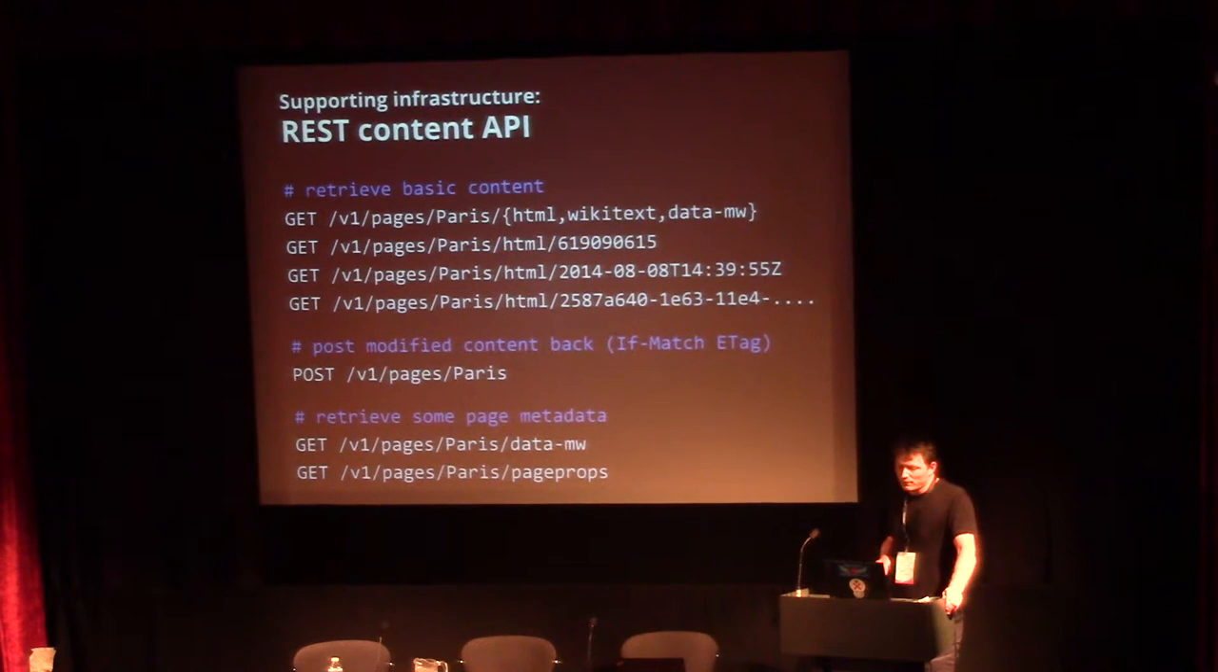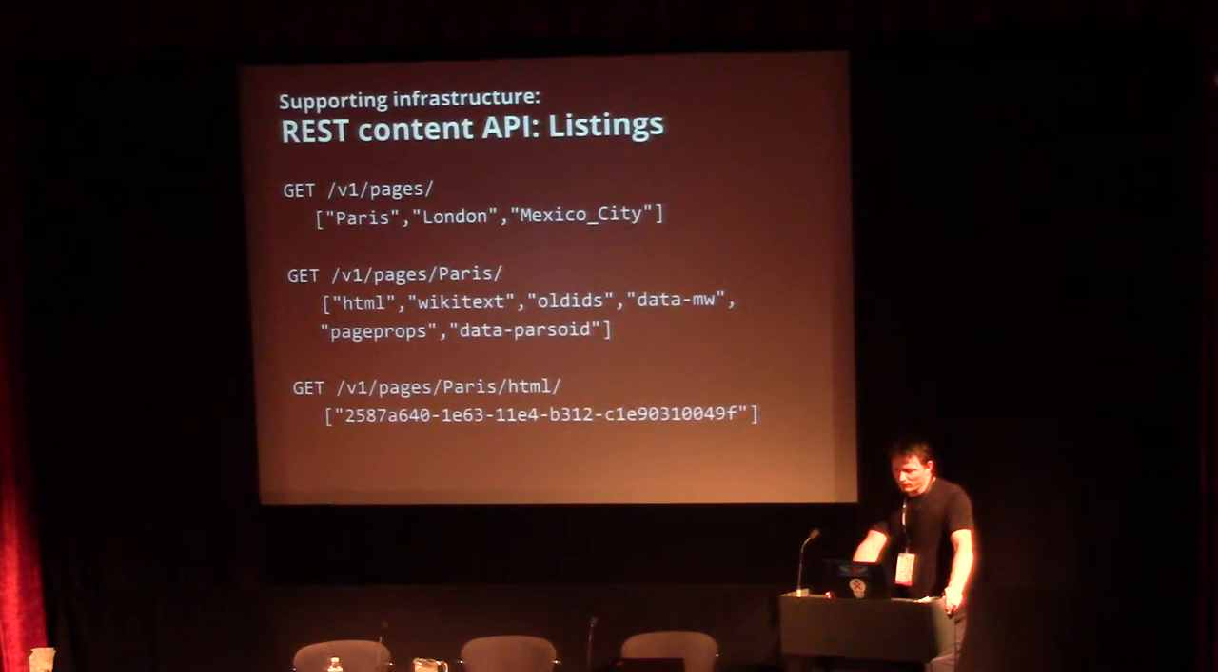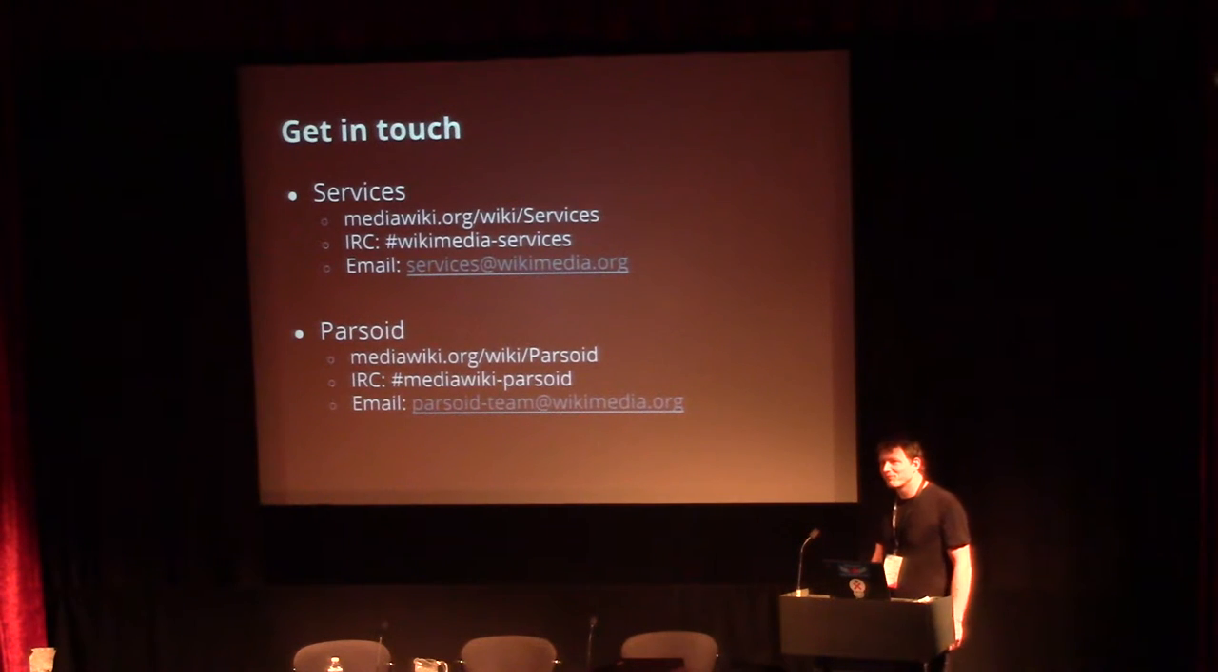It also lets you retrieve other properties like data-mw, which in the future will have all the parameters for transclusions, for example. It also provides some listings, so we can list all the revisions for a given property, for HTML, for example. It will eventually expand beyond that, but this is the first use case. All right, that's it from me, and I'm happy to take questions. We are happy to take questions.